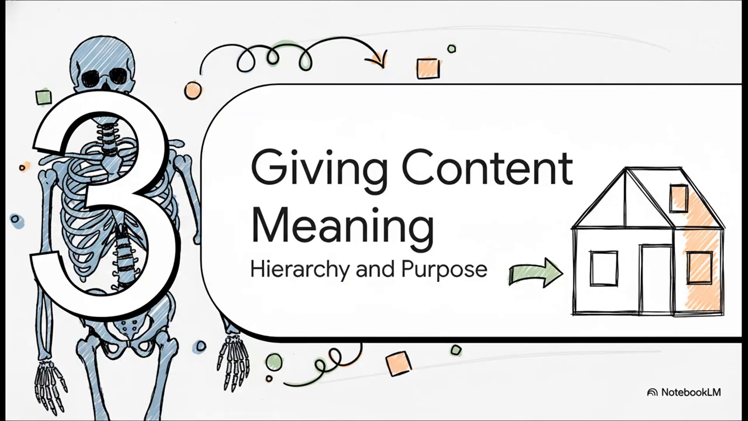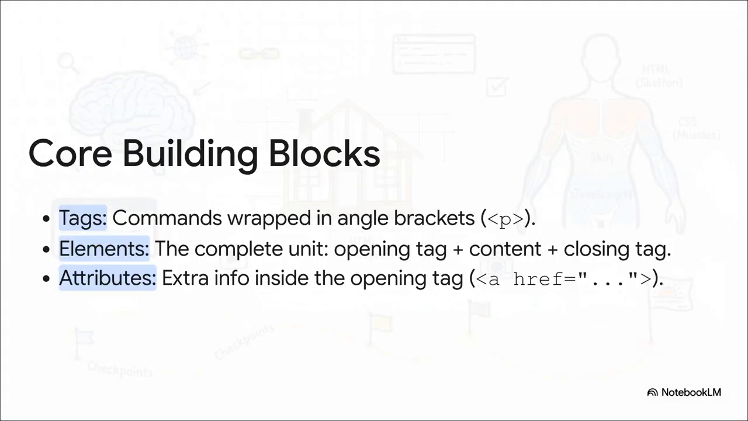So, once we have that skeleton in place, we can start adding our content. But we don't just dump text in there. No, we use HTML to give that content actual meaning and a clear hierarchy. And we build everything using these three simple components. We use tags. Those are the commands and angle brackets to define stuff, like a paragraph, an opening tag, some content, and a closing tag all together make a complete element. And if we need to add a bit more information, like say where a link should actually go, we use an attribute right inside that opening tag.